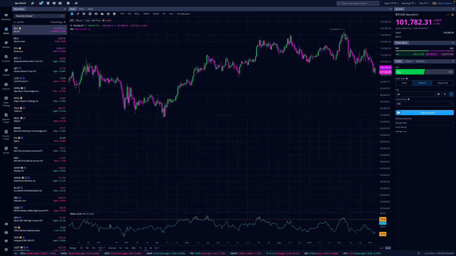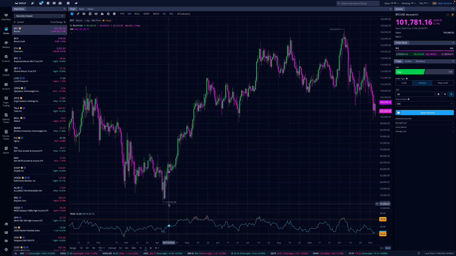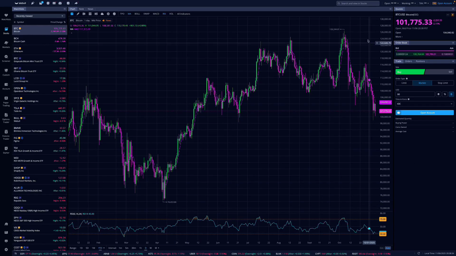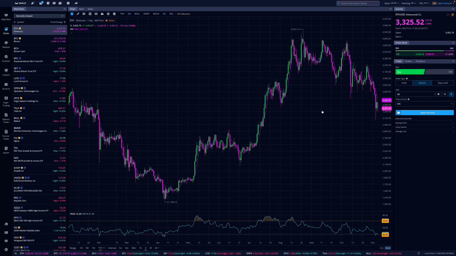I always like to just look at this year-to-date performance. We can see how volatile Bitcoin has been. We can see it was down over here, 74,000. We're at 101 right now. And if we want to look at one more, we can actually come up here and come to Ethereum, and we already have it right there.